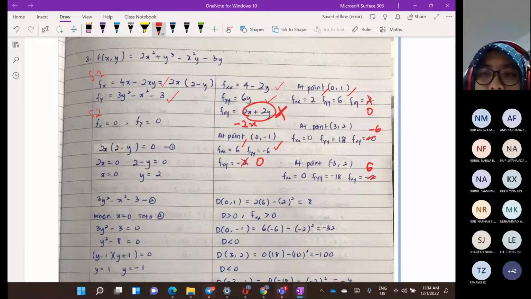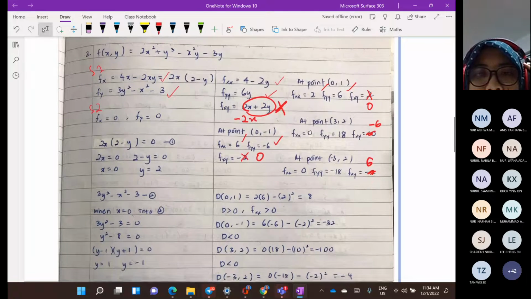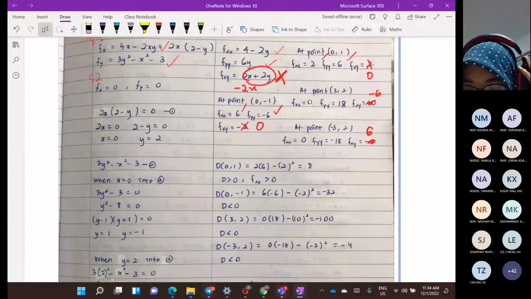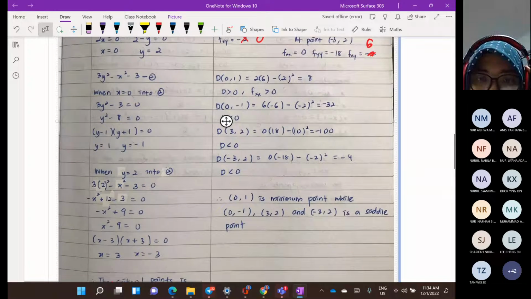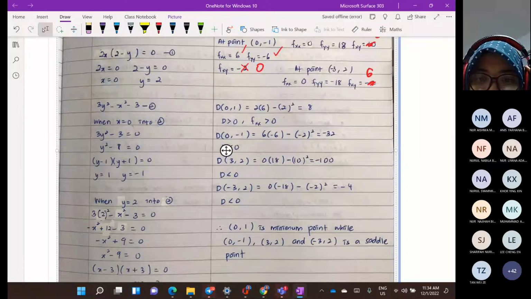Okay, alright. Okay, buat betulan error ni. Dia minta buat error ni. Betulan. Okay, continue. And then step 4 kita akan guna formula D equal to f double x darab dengan f double y tolak dengan f x y square. So well the point is at 0, 1, so D equal to 12. Okay, 0, 1 is 12.